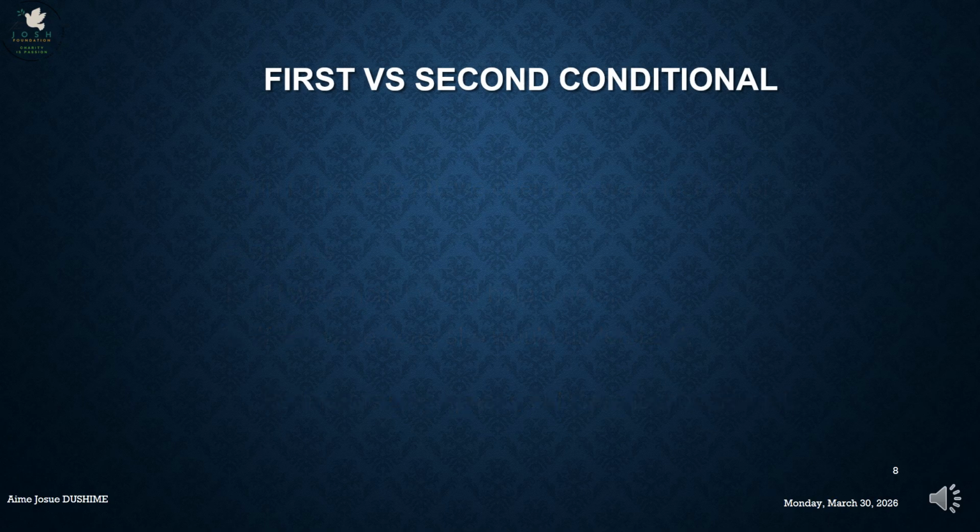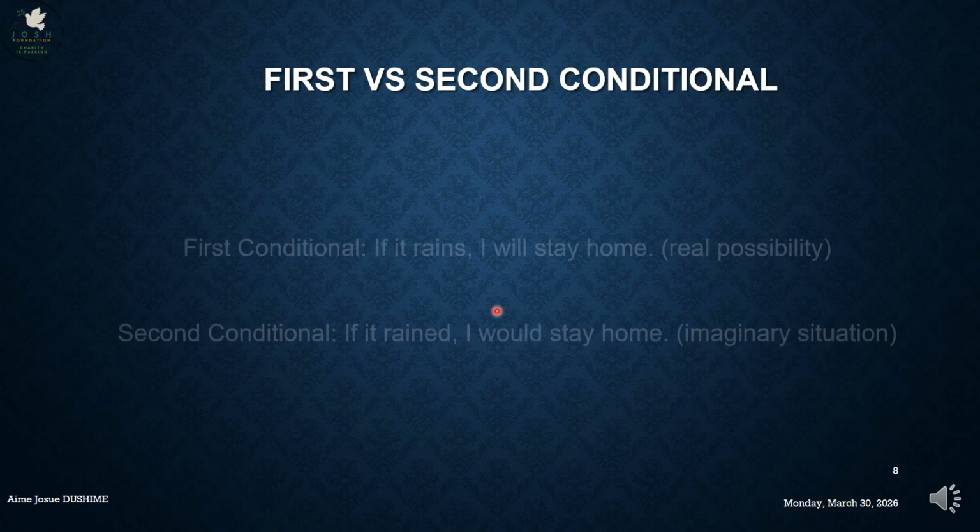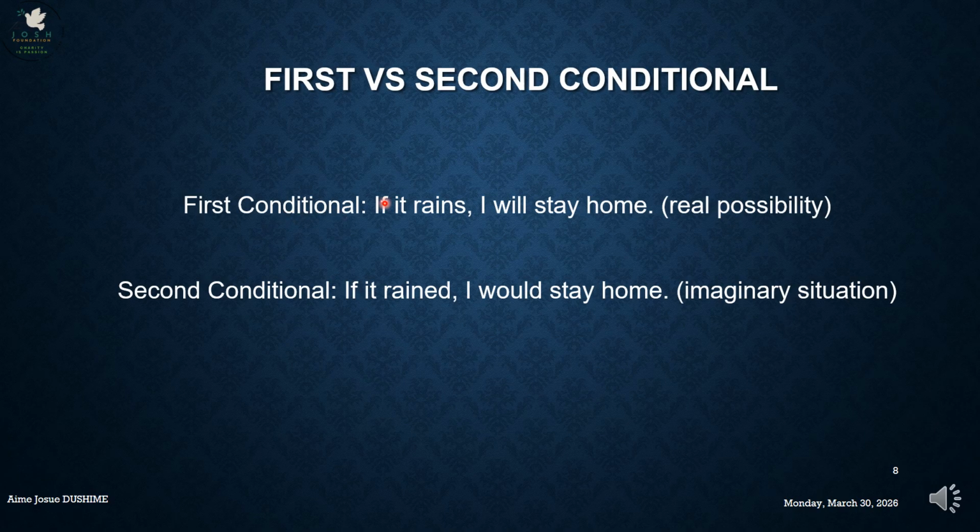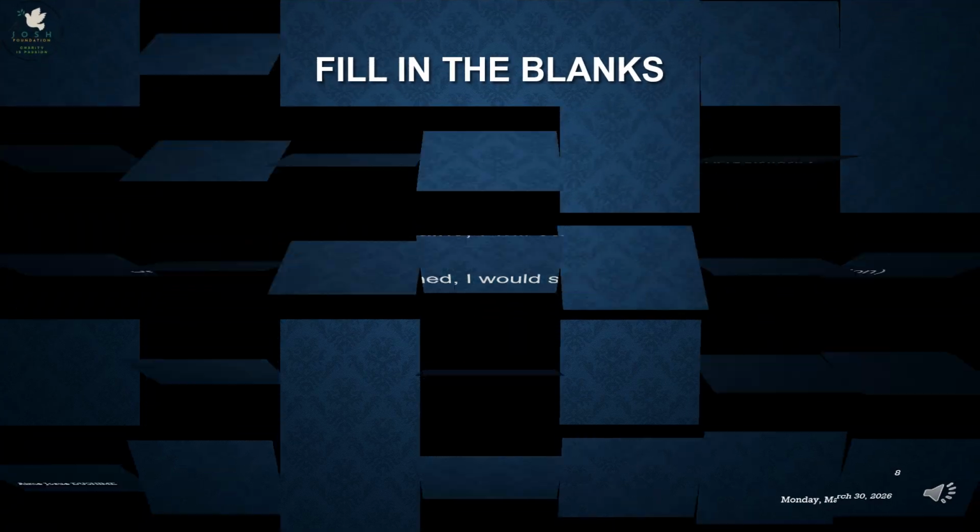Let's see the comparison of the first conditional and the second conditional. First conditional, I can say if it rains, that's if plus present simple, then subject will V1: I will stay home. That's real and possible. But if it rained in the second conditional, if it rained, I would stay home, that's if plus past simple, subject would V1. This is an imaginary situation. One is a real possibility, another is an imaginary situation.